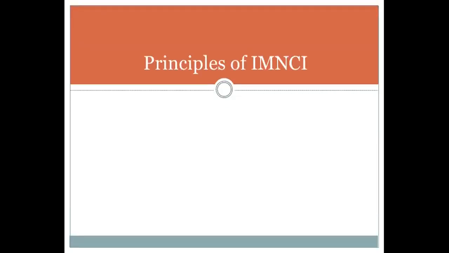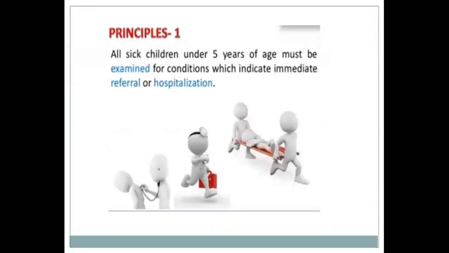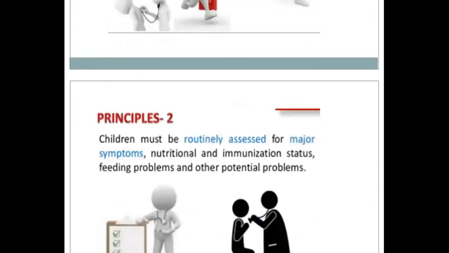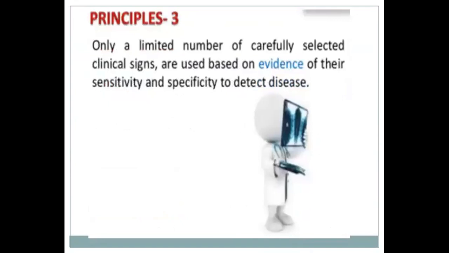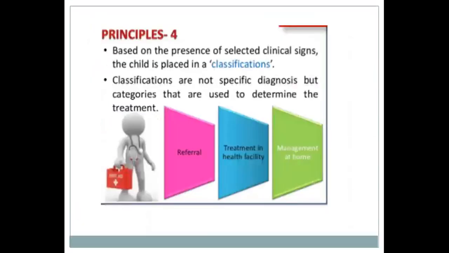Now, the principles of IMNCI. The first principle is that all sick children under 5 years of age must be examined for conditions which indicate immediate referral to hospital. Principle 2: children must be routinely assessed for major symptoms, nutritional and immunization status, feeding problems, and other potential problems. Only a limited number of carefully selected clinical signs are used, based on evidence of their sensitivity and specificity to detect disease. Based on the presence of selected clinical signs, the child is placed in a classification. Classifications are not specific diagnoses but are categorizations that are used to determine the treatment.